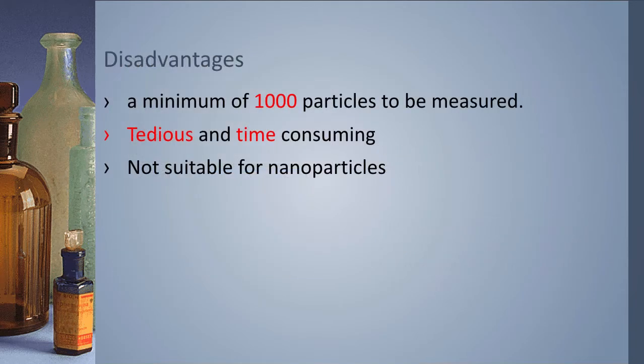The disadvantage of this method is that you cannot measure the size of a single particle. You have to take a sample of 1,000 particles at least. So you have to draw lines 1,000 times for each sample. It means it is very tedious and time consuming, and at the same time, it's not suitable for nanoparticles. All that is done for microparticles down to 1 micrometer, not less than that.